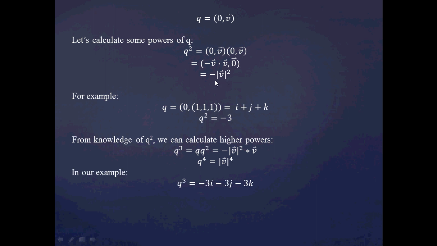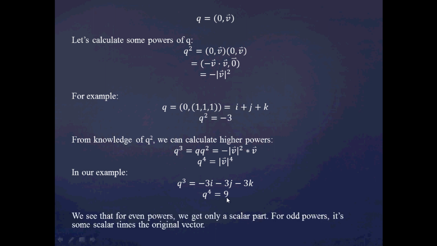And in our example up above, I know what q squared was. That was minus 3. To find q cubed, I'm just going to take that minus 3 and multiply by v, that vector v. So I just take minus 3 times (1, 1, 1). And that's going to give me this vector here, which is (minus 3, minus 3, minus 3). Then q to the fourth is just going to be the squared value of minus 3, which is 9.